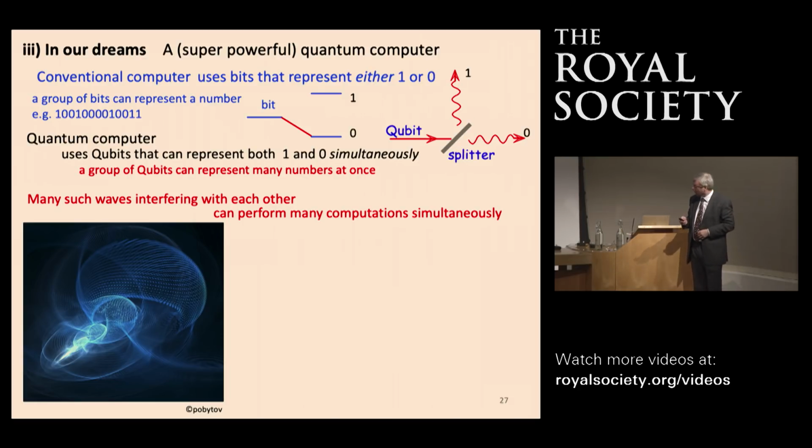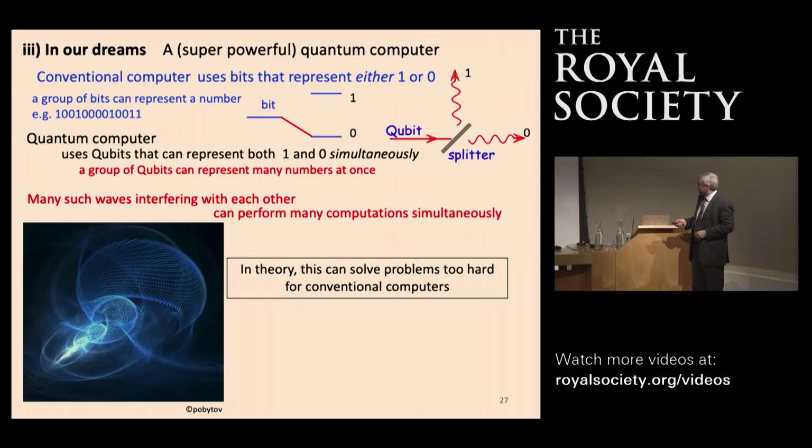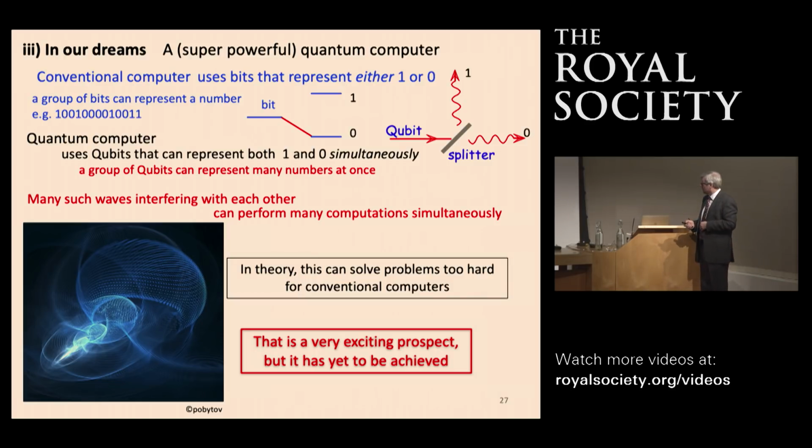where the wave is strong. In theory, this is important because it can solve problems that are too hard for conventional computers. It's not necessarily going to be fast. It's not going to replace your laptop. But what it's going to do is allow you to address problems that your laptop cannot address. And so that's very exciting, but it has yet to be achieved. That's the status of that.